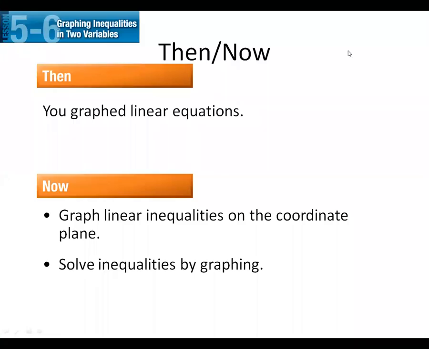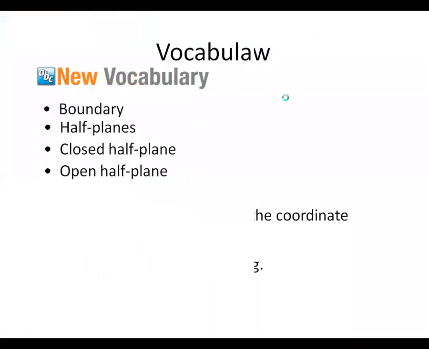All right, guys, section 6 of chapter 5, graph inequalities in two variables. This will be the last one for the chapter. So previously you graphed linear equations. Now we're going to graph linear inequalities on the coordinate plane and solve inequalities by graphing.